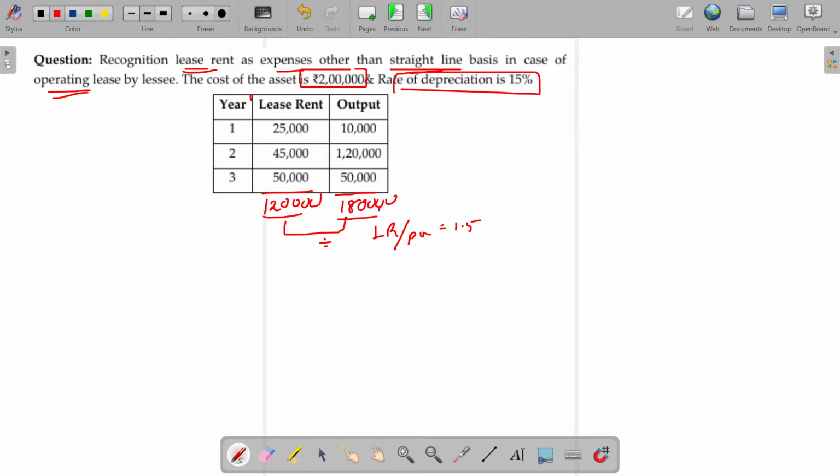This is the amount demanded by the lessor, but the eligible lease rent is only this much: 10,000 into 1.5, 15. Here, 1 lakh 80,000. No. Lease rent being 1 lakh 20,000, for output being 180.